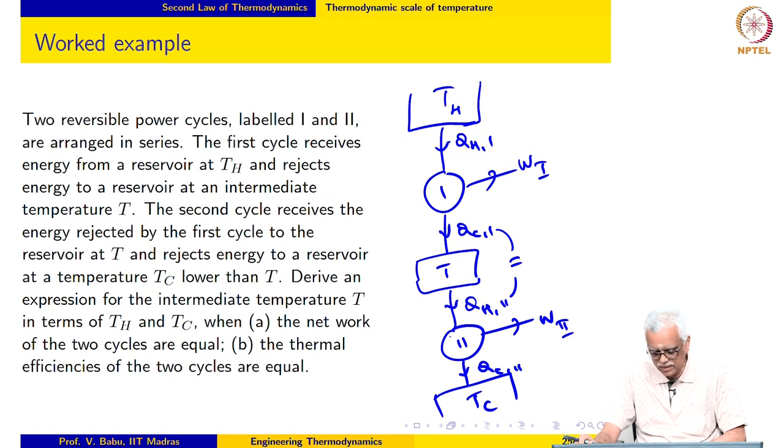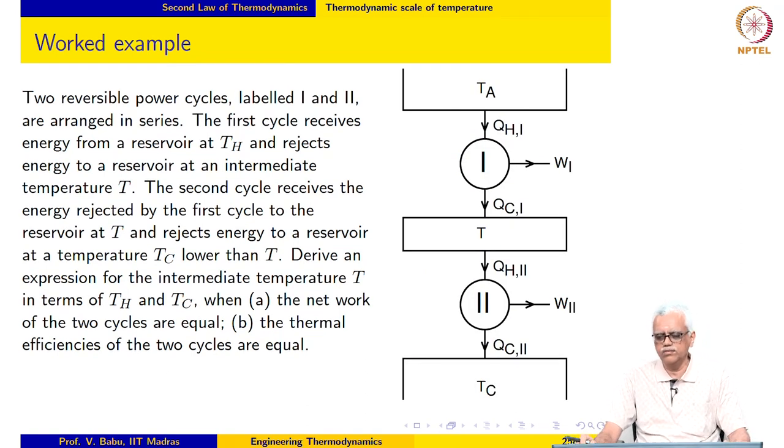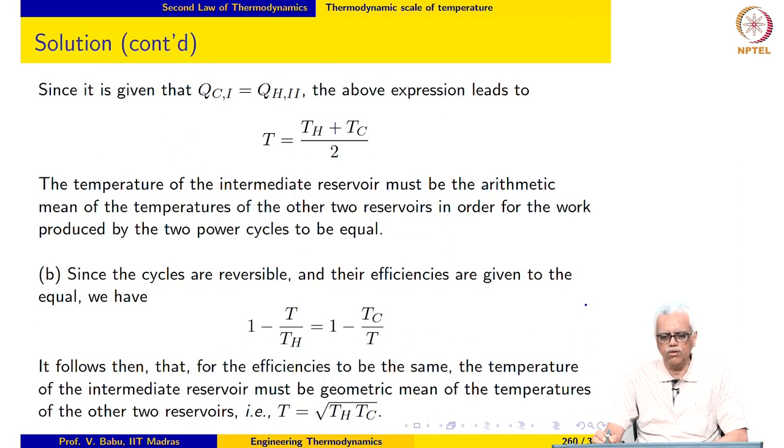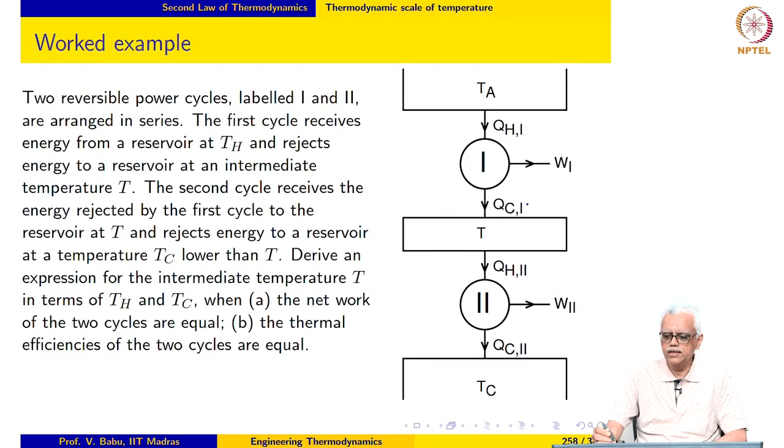Okay, so now let us actually look at a nicer illustration. So, what we have drawn there is illustrated very nicely here. Okay, so let us proceed with the analysis. So, since the two cycles are reversible, we may write QH over TH equal to QC over T for the two cycles, from which we get these expressions for QH1 and QC1. From first law, the net work produced by each cycle is QH minus QC. And in part A, these are given to be equal. So, simply we equate these two. Okay. And you may also recall that it was given that QC1 is equal to QH2.